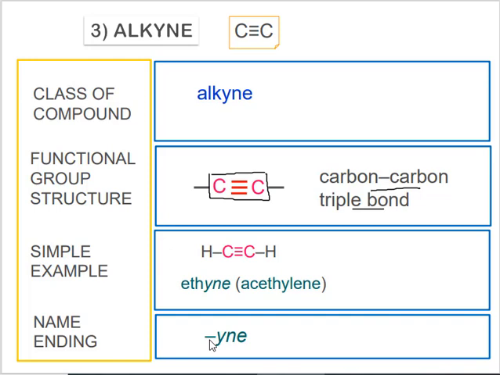There's an example here. This is ethyne, or acetylene. You can see it has a carbon triple bond here. For alkyne, the names will end with Y N E.